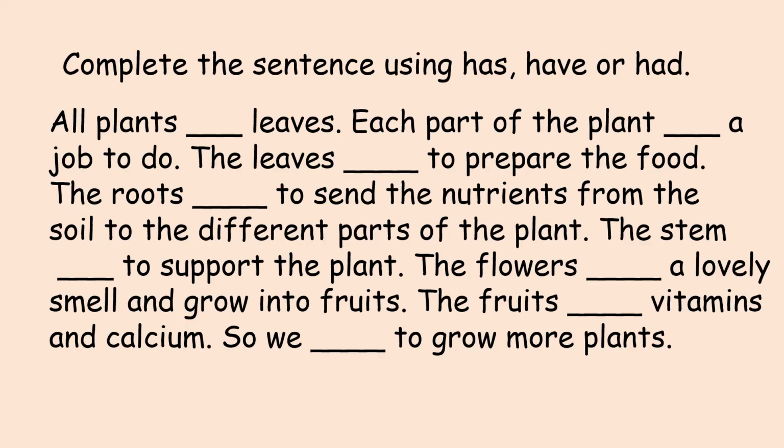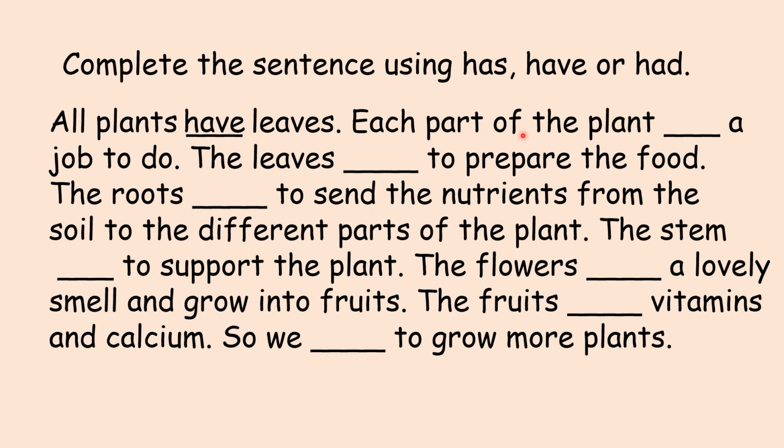Now let us look at this passage and use the words has, have or had in the correct place. All plants dash leaves. Here we are talking about plants, many plants. So which word will you use? Has, have or had? Have. All plants have leaves.